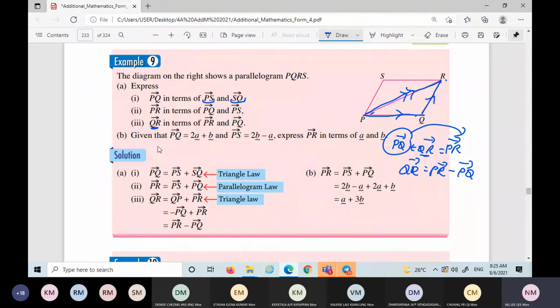Given that PQ is 2A plus B, PS is 2B minus A, express PR in terms of A and B. Do we have something that relates PR, PS, PQ? PR, PS, PQ, correct? Look at number 2, I'm going to use this. So the PS I replace with 2B minus A, and the PQ I replace with 2A plus B. Just do as normal. A with the A, so 2A minus A, you get A. B with the B, so 2B plus B, you get 3B.